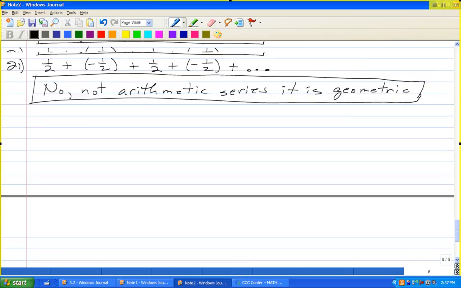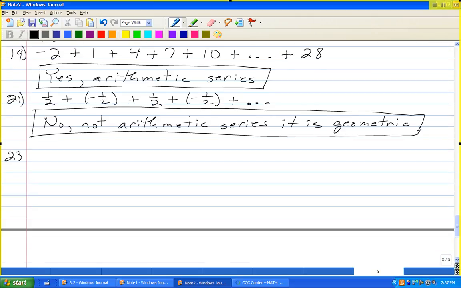Number 23: 1 plus 9 plus 25 plus 49 plus 81 plus etc. Again, this is not an arithmetic series because 1 plus 8 is 9, plus 8 is 17, so that doesn't work. So no, this is not an arithmetic series.